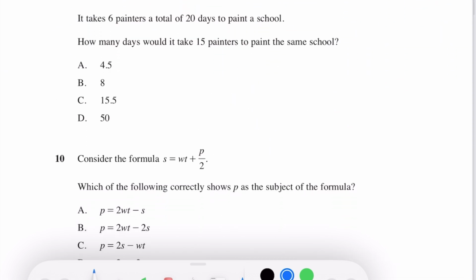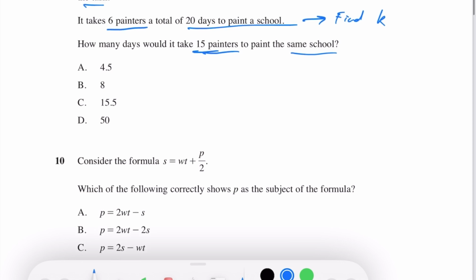9, the time taken to paint a school varies inversely with the number of painters completing the task. Whenever you see that, you do y is equal to k divided by x. If it's direct, then it's y is equal to kx. If it takes 6 painters a total of 20 days to paint a school, how many days would it take 15 painters to paint the same school? So this is basically to find k, and then we want to find one of the unknowns with our k now, and with subbing in 15.